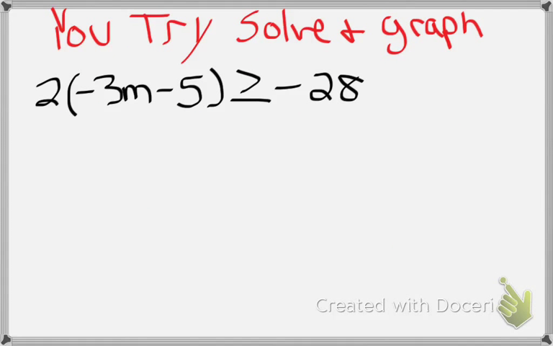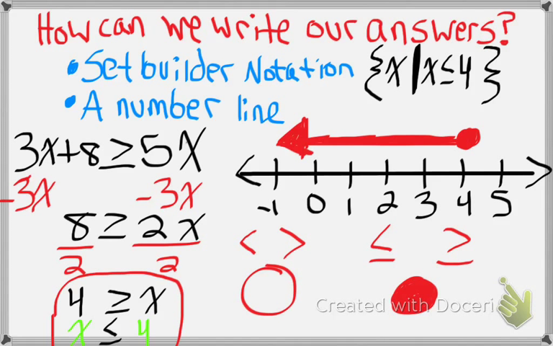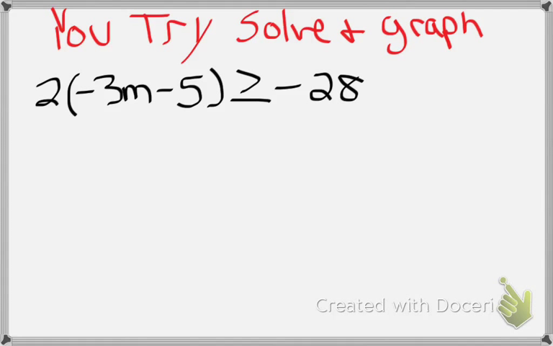Give this one a shot, and yes, you'll have to use the distributive property. But go ahead and solve this one just like you would an equation, but keep track of any special rules with flipping of inequalities, hint, hint, or anything like that. Solve it, and once you do it, I want you to graph your solution on a number line, just like we did in our last example. Graph your solution on a number line. Give it a shot. Hit pause.